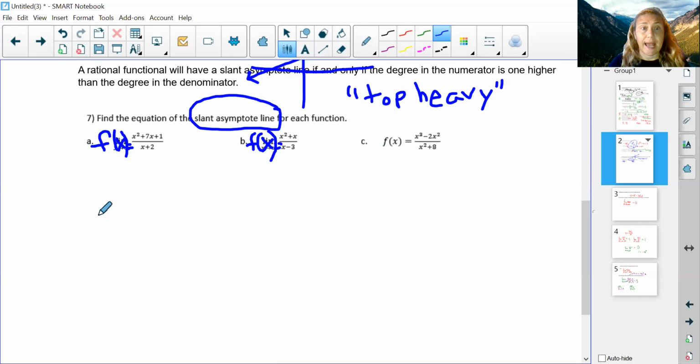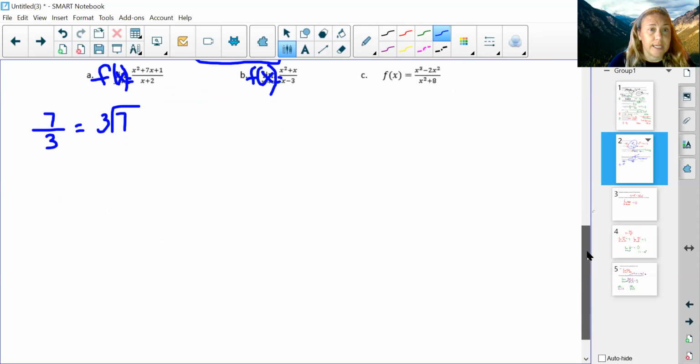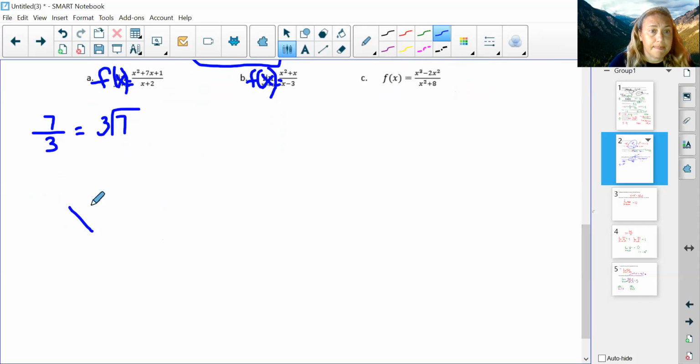All right, so how do we figure that out? And we should know that this line here means divide, right? If you saw this and you wanted to know what that really was, you'd go like this. Okay, so we're going to do that same exact thing. We are going to, for this first one, divide x plus 2 into x squared plus 7x plus 1.